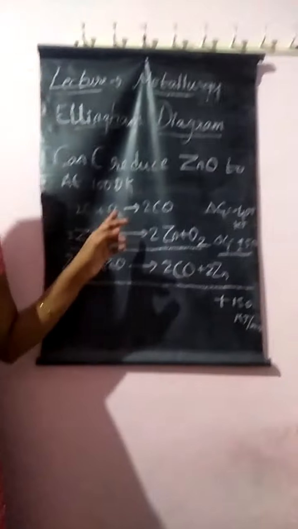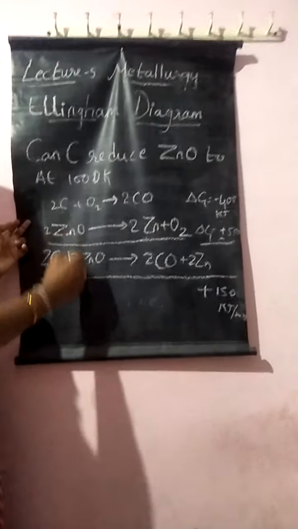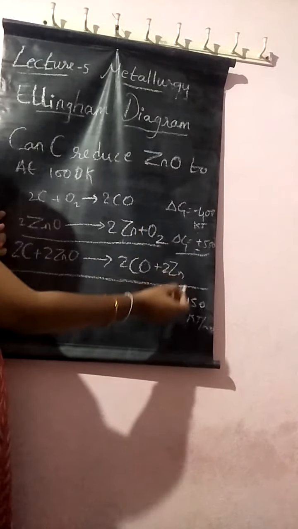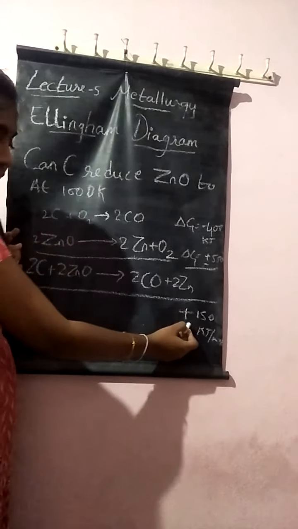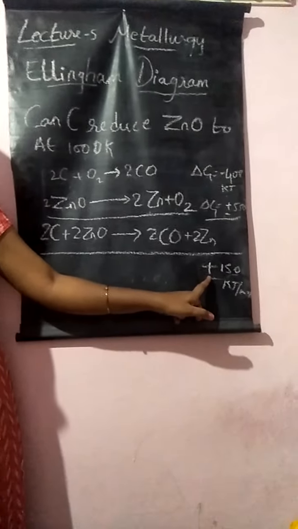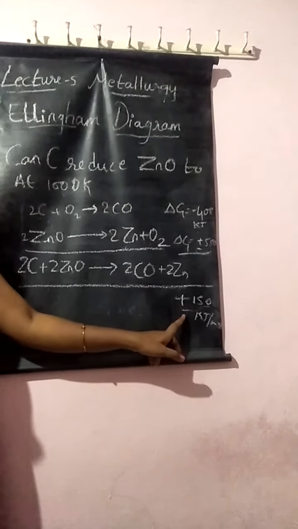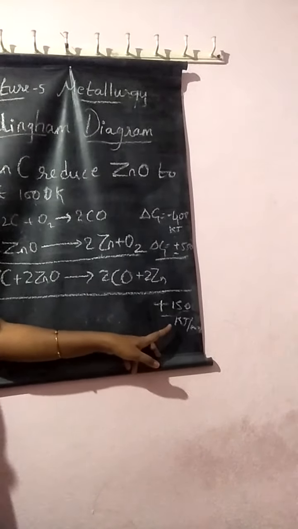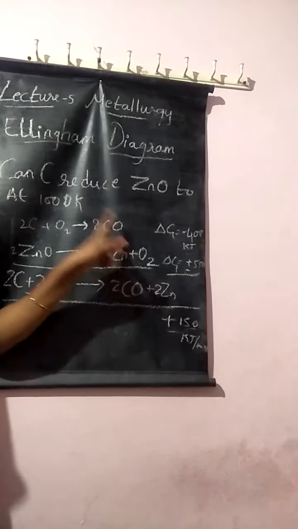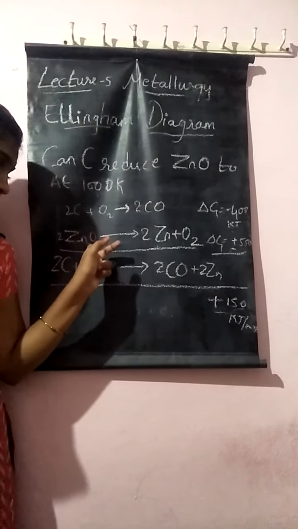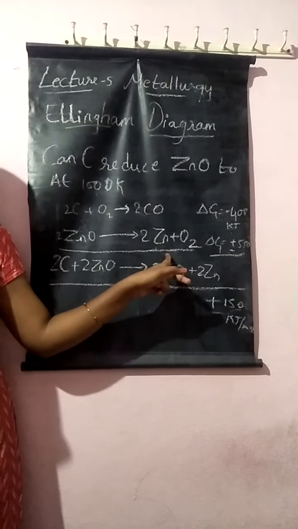So what is happening when we combine these two equations? When we add these delta G values, the delta G value is found to be plus 150. Here, as I have said, if the delta G value is positive, the reaction is said to be non-spontaneous. If the reaction wants to be spontaneous, it should be negative. So at this temperature, this reducing agent is not suitable for zinc oxide getting converted into its metal.